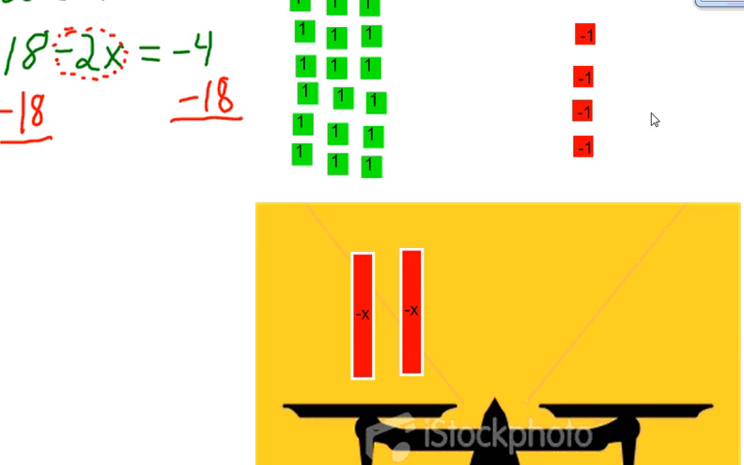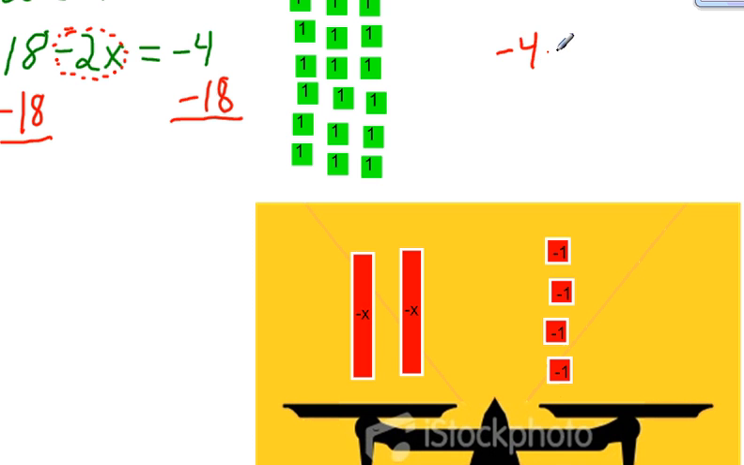So I got rid of those 18. Now, I don't have 18 positive ones to get rid of on the left side, but remember, subtracting a positive is the same as adding a negative. So negative 4... my point is here, that negative 4 minus 18 is the same as negative 4 plus negative 18. So what I really have to do here is add 18 of these.